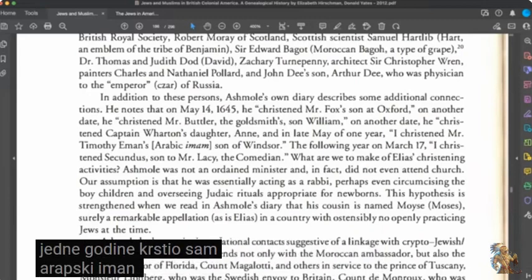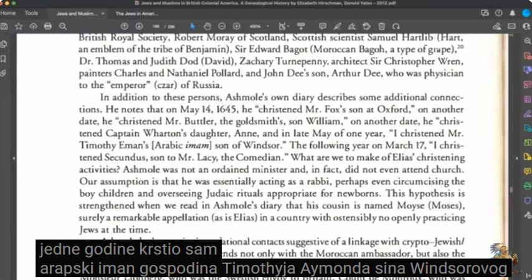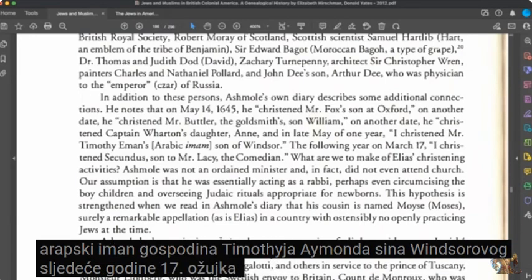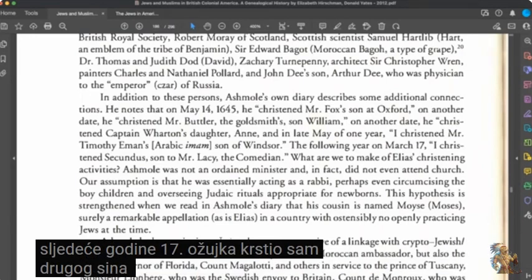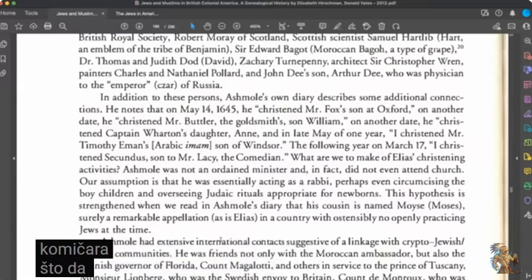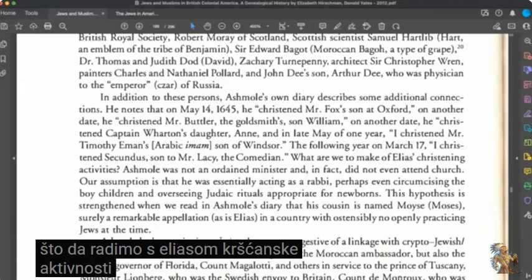Timothy Emmons, Arabic Iman, son of Windsor. The following year, on March 17, I christened Secundus, son to Mr. Lacey the comedian. What are we to make of Elias' christening activities?